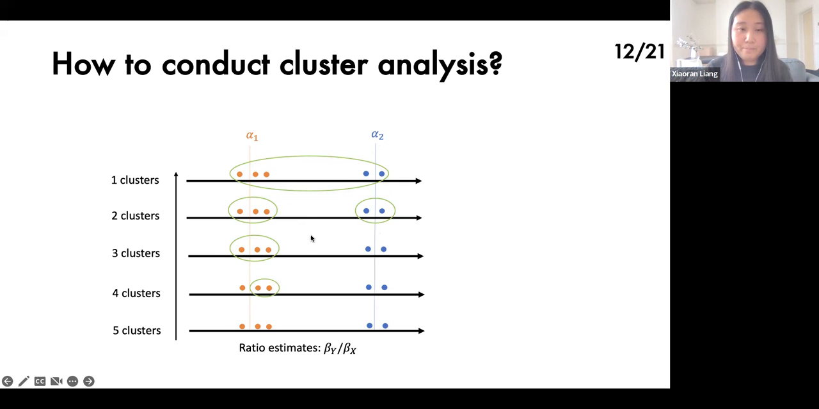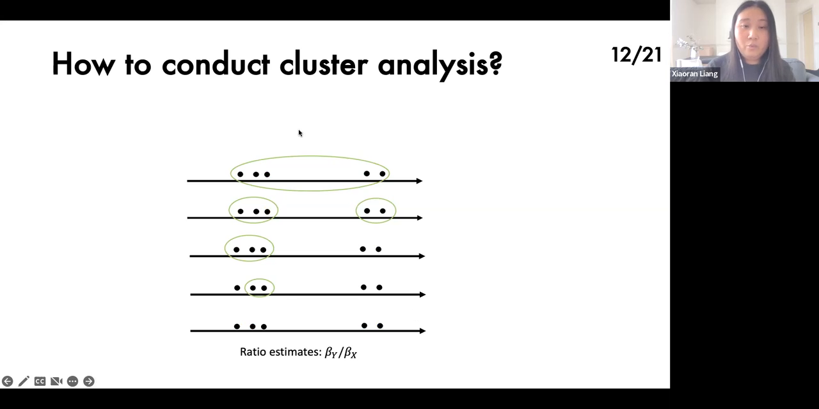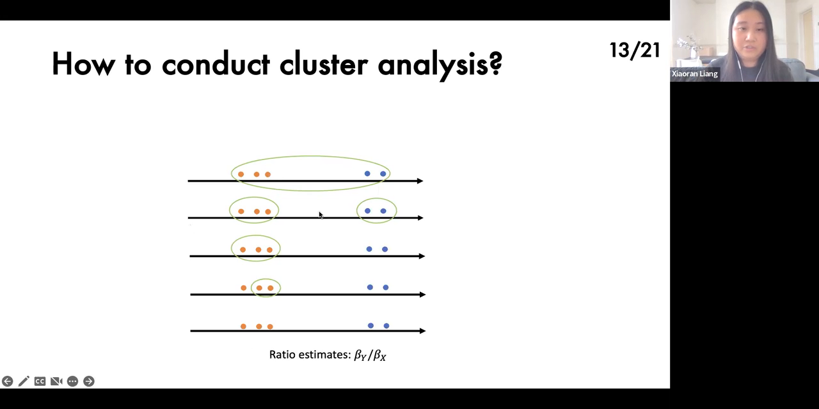So by the end of the first step, we will have a merging path looking like this, which keeps a record of how we merge the ratio estimates from 5 clusters to 1 big cluster. So we know that somewhere along this path, the true underlying clusters are found. The next thing we want to do is recover those true underlying clusters from this path. Again, for illustration, I will still show the colors as the cluster membership.